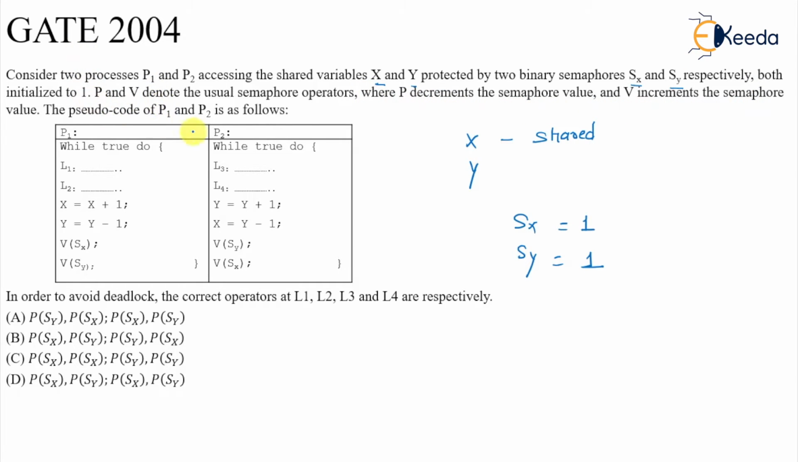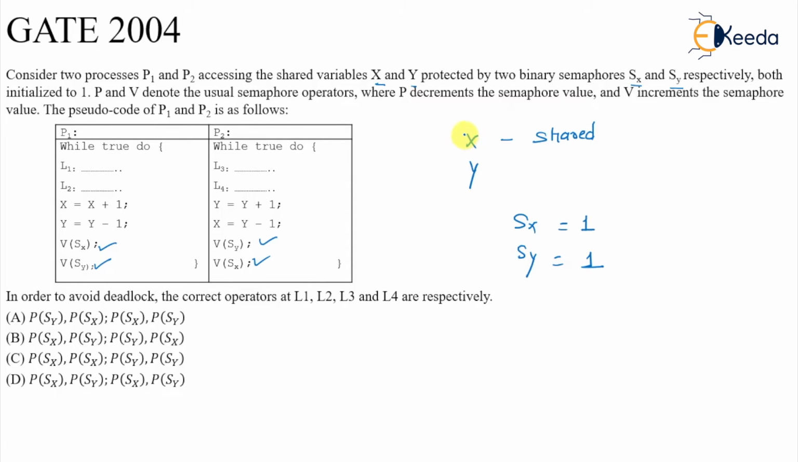The pseudocode for P1 and P2 is as follows. Now L1, L2, and then X equal to X plus 1, Y equal to Y plus 1, V Sx, V Sy, signal and signal. In order to avoid deadlock, what are the correct operations of L1, L2, L3, and L4 respectively? I want to avoid the deadlock.